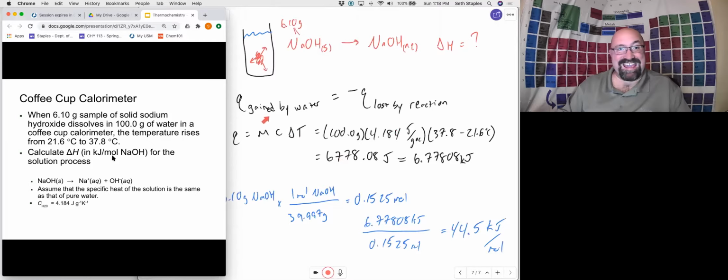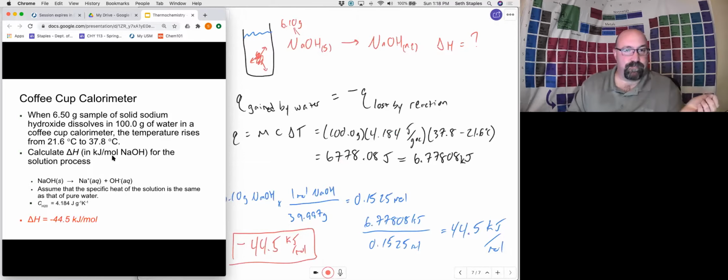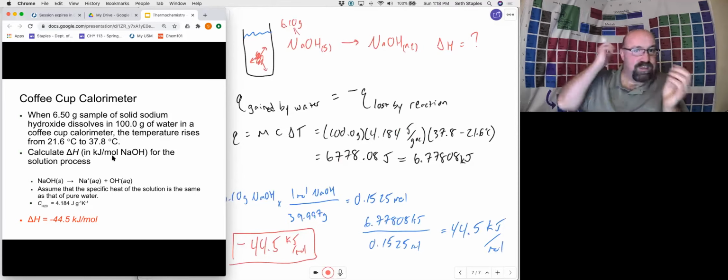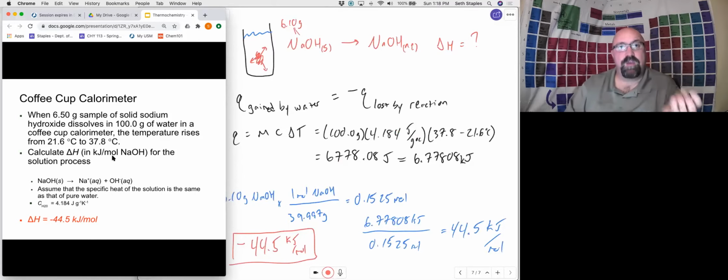That was our heat gained by the water, so it would make sense that that's positive. That equals the negative heat lost by the reaction. And so the actual heat of the reaction is negative 44.5 kilojoules per mole. That is our final answer. And so we always have to remember that direction of energy flow, that what we're calculating first is the energy in relation to the surroundings, which will be equal and opposite to the energy from the system.